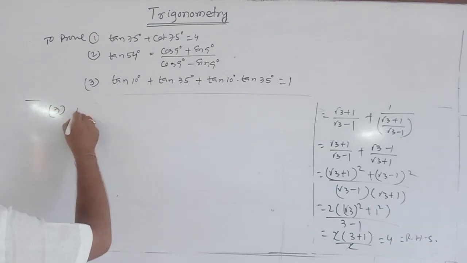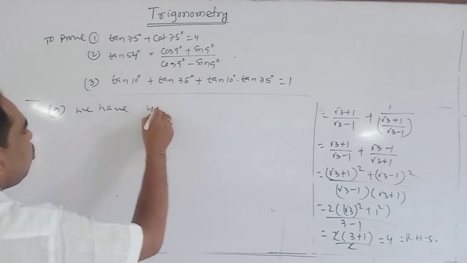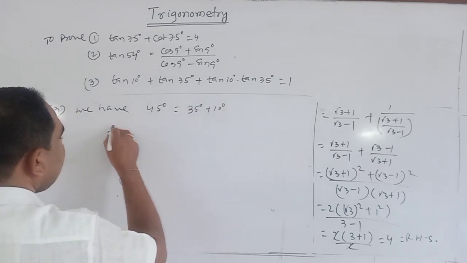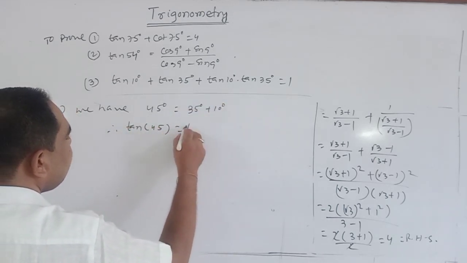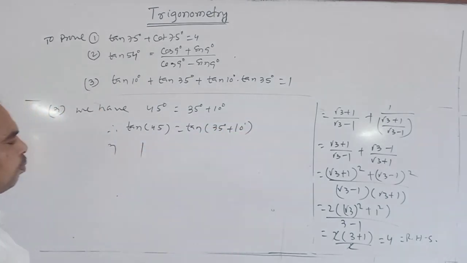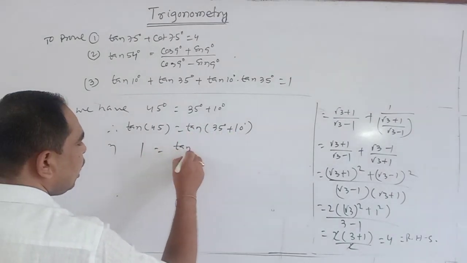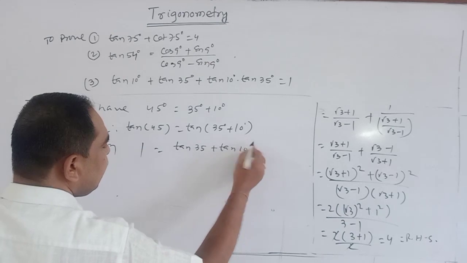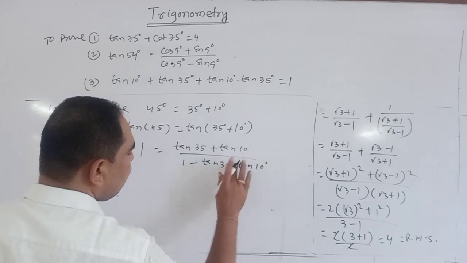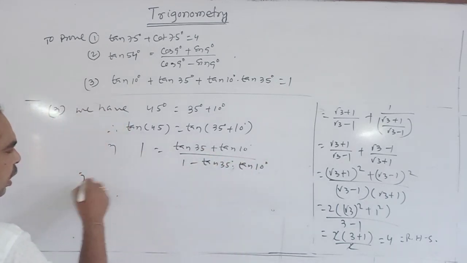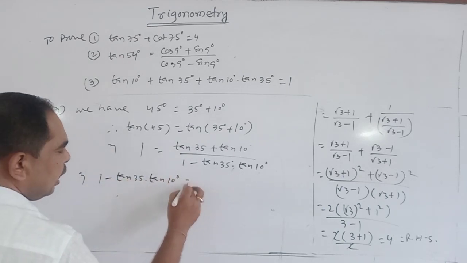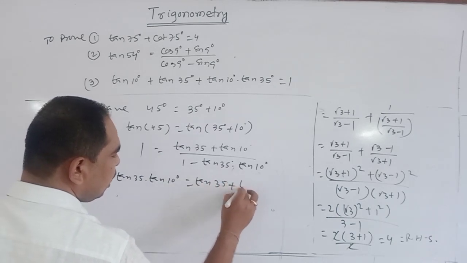We have 45 degree equal to the sum of 35 degree plus 10 degree. So therefore tan of 45 is equal to tan of 35 degree plus 10 degree. So tan 45, which means 1, is equal to tan of a plus b formula: tan 35 plus tan 10 degree divided by 1 minus tan 35 into tan 10 degree. Okay, cross multiplication. So 1 minus tan 35 into tan 10 degree is equal to tan 35 plus tan 10 degree.